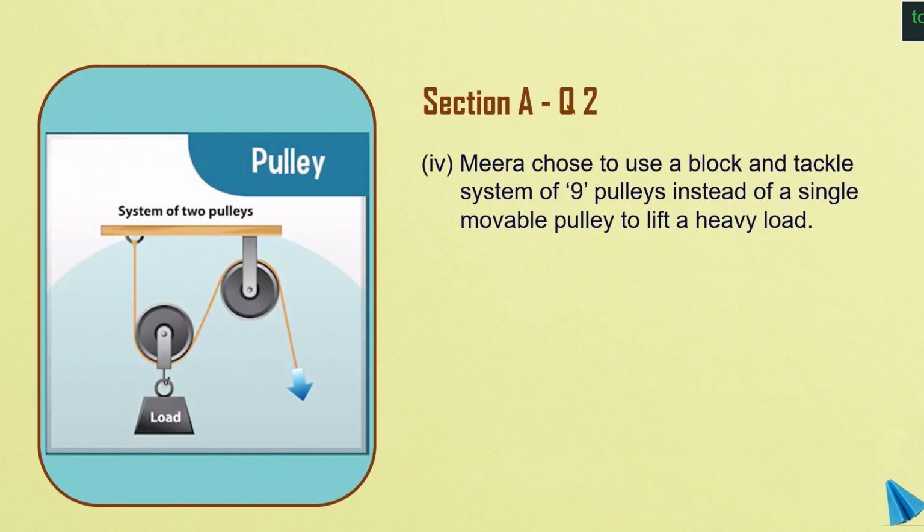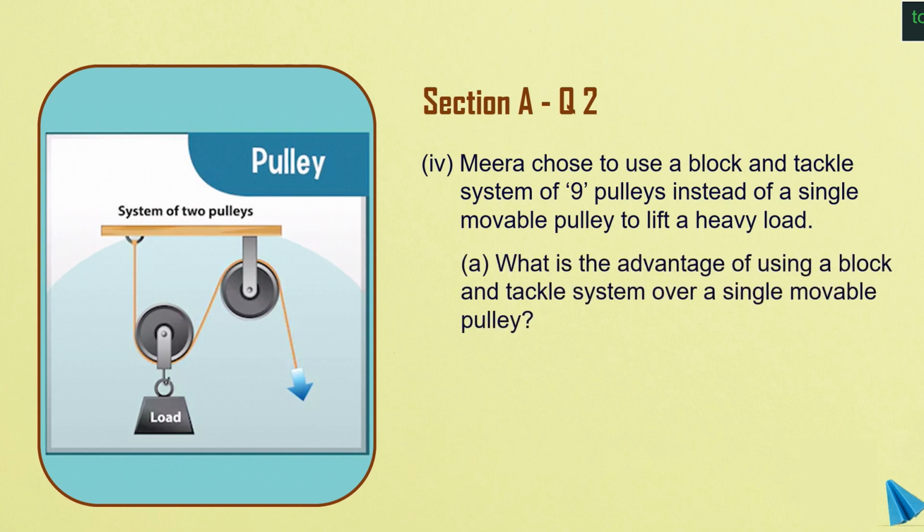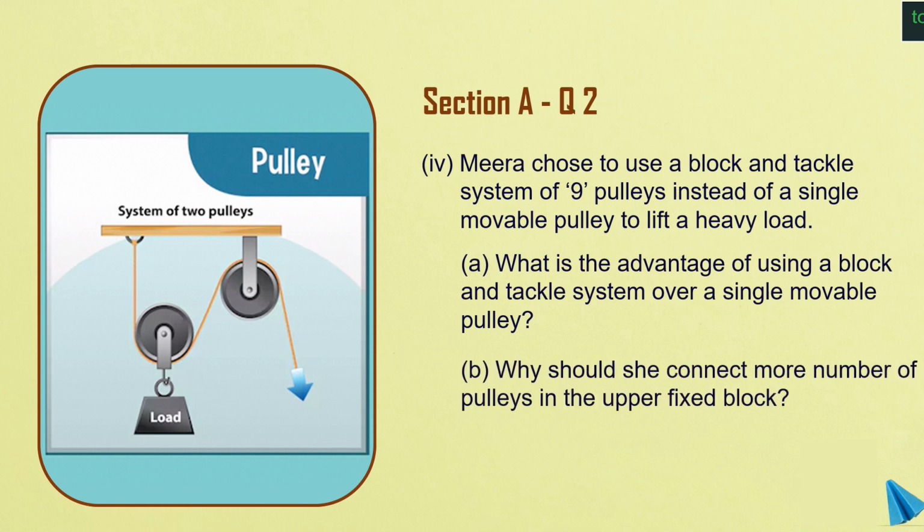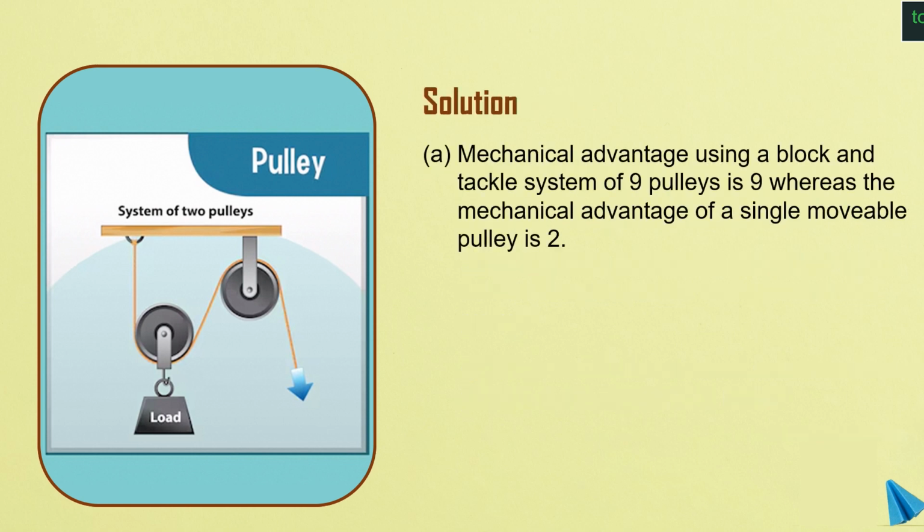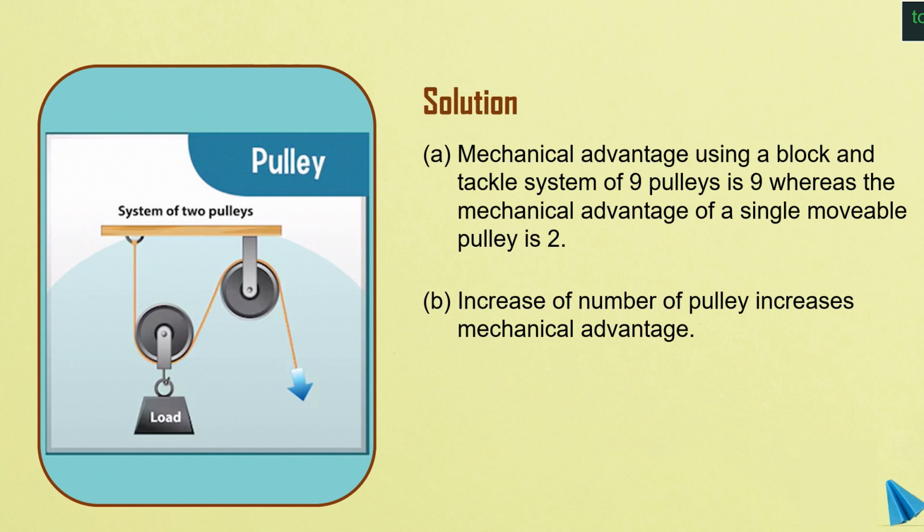The next question says, Meera chose to use a block and tackle system of 9 pulleys instead of a single movable pulley to lift a heavy load. What is the advantage of using a block and tackle system over a single movable pulley? The second part says, why should she connect more number of pulleys in the upper fixed block? This question was asked for 2 marks. The solution is, mechanical advantage using a block and tackle system of 9 pulleys is 9, whereas the mechanical advantage of a single movable pulley is 2. Second part, increase of number of pulleys increases mechanical advantage.